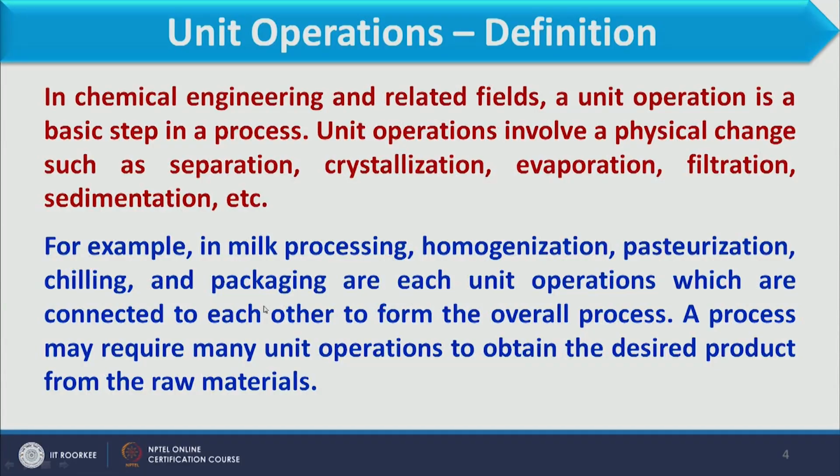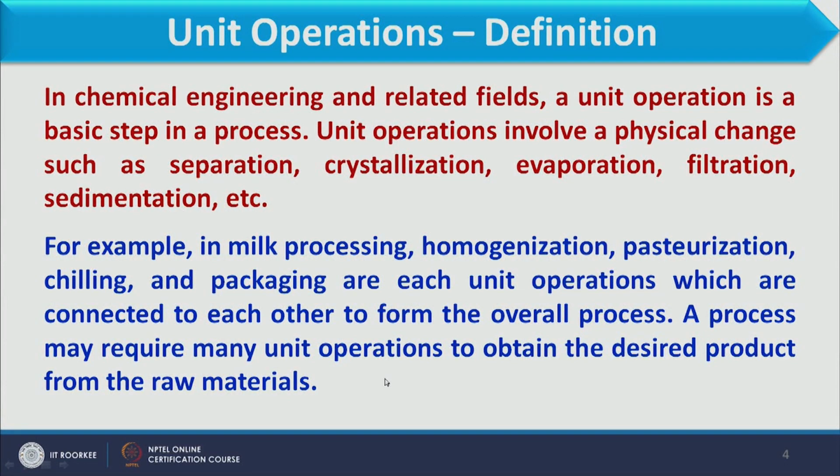For example, if I am considering milk processing, it has homogenization, pasteurization, chilling and packaging. So, these are different unit operations which are involved in manufacturing of milk, and a process may require many unit operations to obtain the desired product from the raw material. So, you can see in any process there are many unit operations involved. However, these unit operations do not consider the reaction. When we consider the reaction in any process, we call it a unit process, not a unit operation.